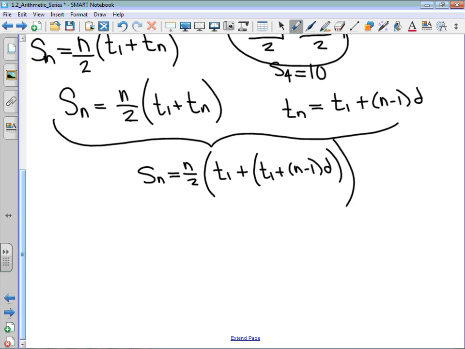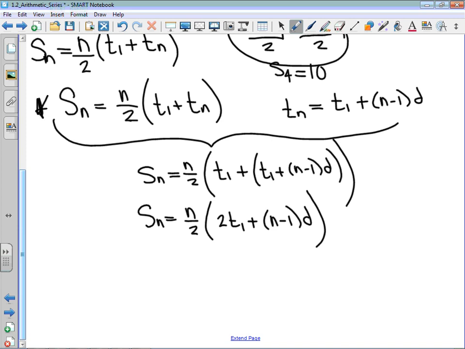Now, we can clean that up quite a bit. When I do, I get that Sn is equal to n over 2 times 2 term 1s plus n minus 1 times the common difference. The way that we use these two formulas, and I'll put asterisks on both of them, is I would use this first formula if I knew the first, the last, and the number of terms. I would use the second formula if I knew the number of terms, the first term, and the common difference.